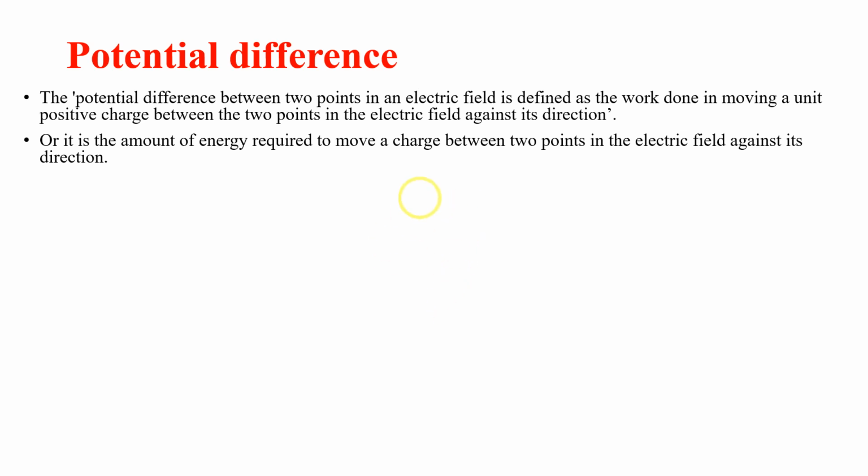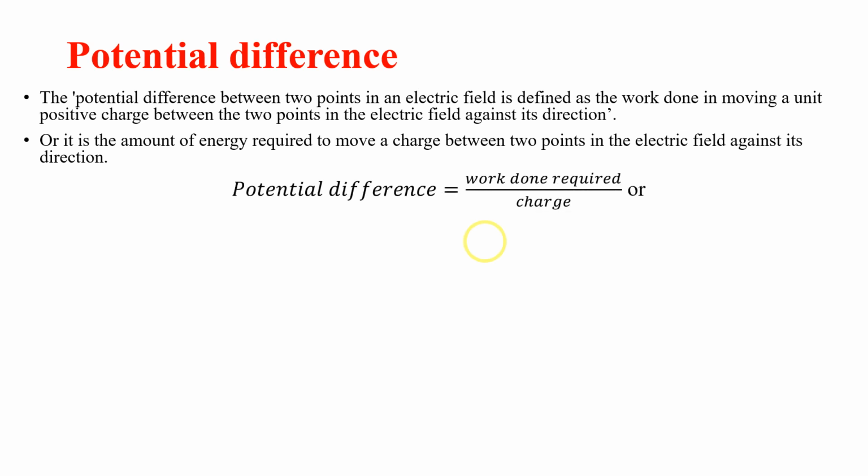And you have to move the charge against its direction. Against direction means that you have to move the charge from lower potential to higher potential. Is that clear? Why from lower potential to higher potential? In order to maintain the potential difference.